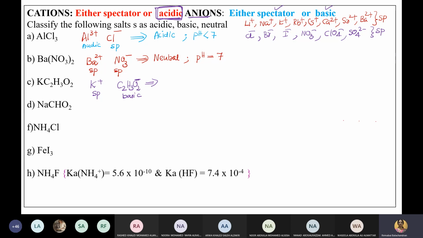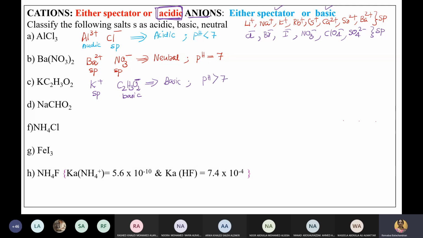Spectator plus basic. What is the salt? Salt is basic. pH is more than 7.